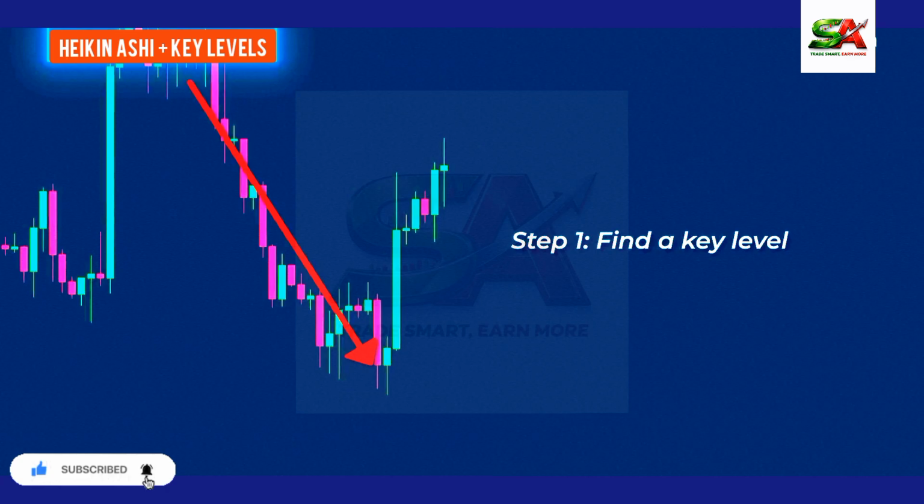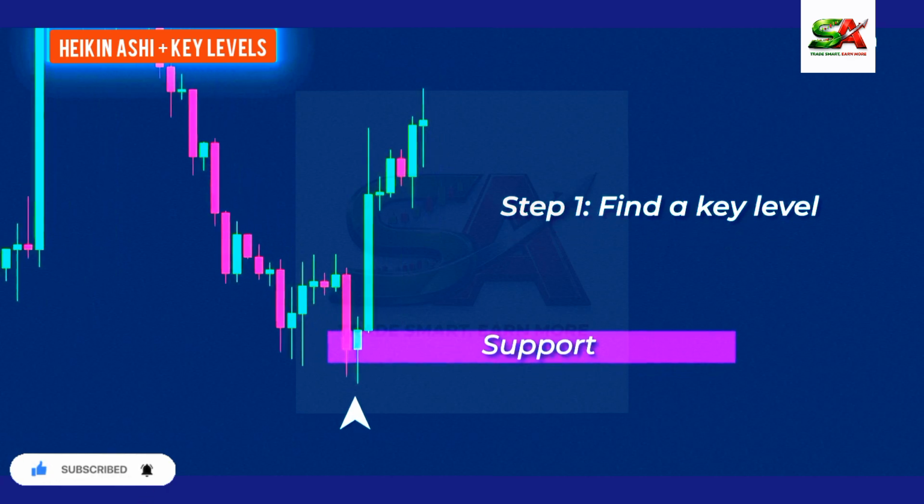Same thing with the opposite. Whenever we see price move down towards a level and then move away from it significantly, that's called a support because the rejection is on the bottom.